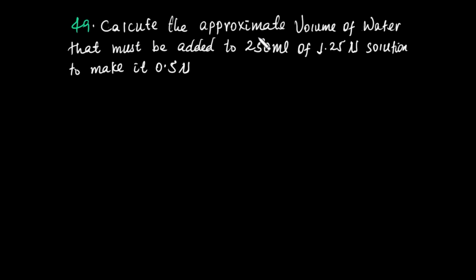Calculate the approximate volume of water that must be added to 250 milliliters of 1.25 normal solution to make it 0.25 normal.